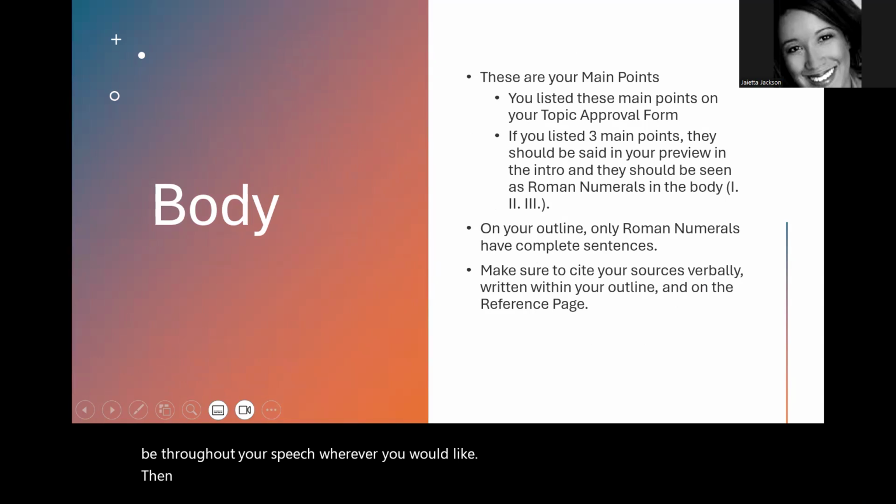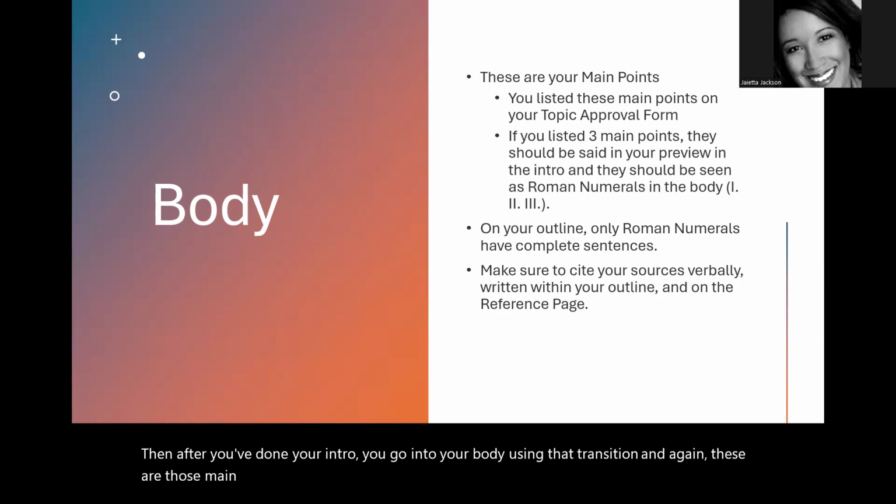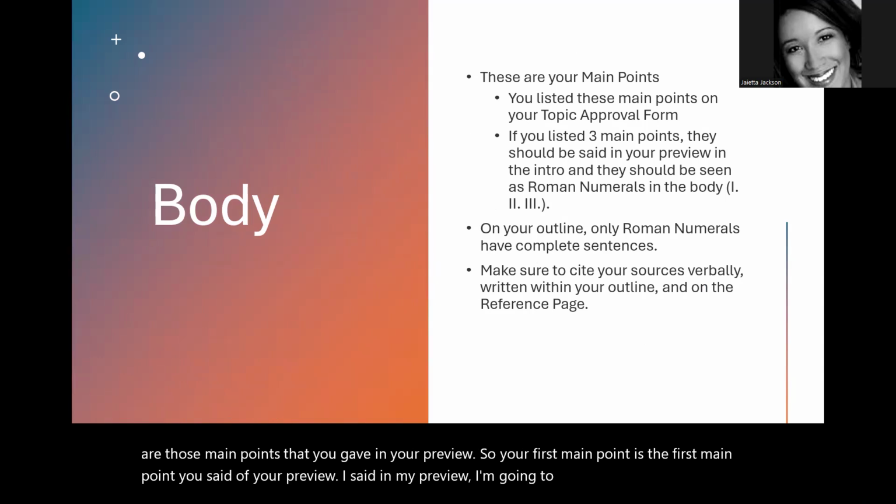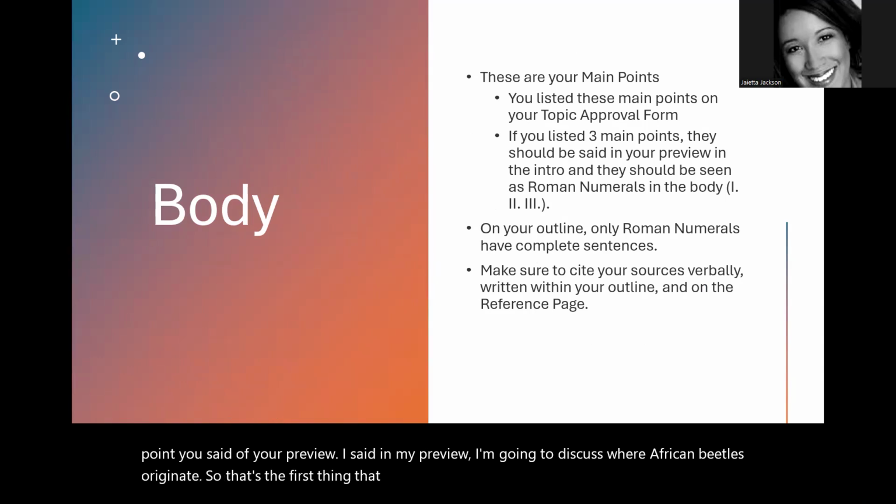Then after you've done your intro, you go into your body using that transition. And again, these are those main points that you gave in your preview. So your first main point is the first main point you said of your preview. I said in my preview, I'm going to discuss where African beetles originate. So that's the first thing that I'm going to discuss in my speech.